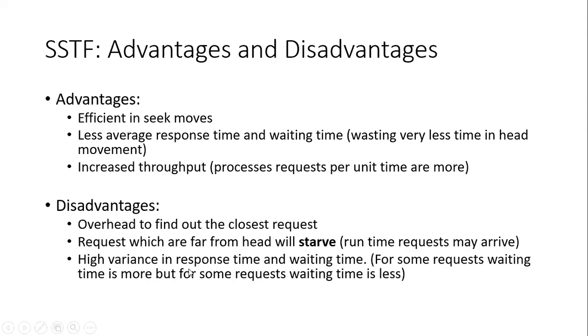Then one more disadvantage is high variance in response time and waiting time. So here, high variance means what? For some requests waiting time is more, but for some requests waiting time is less. As I told you, the head will entertain the requests which are nearer to it. Of course, for those blocks the disk access time or the response time is very less, and some of the blocks which are far from the head have a lot of waiting time, right?